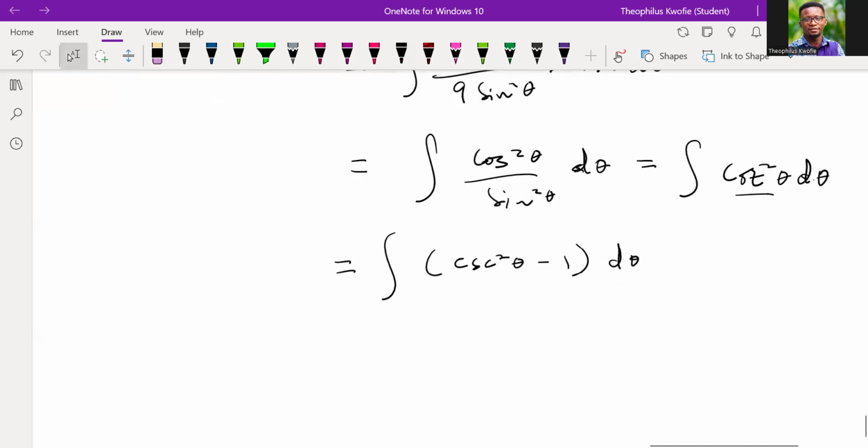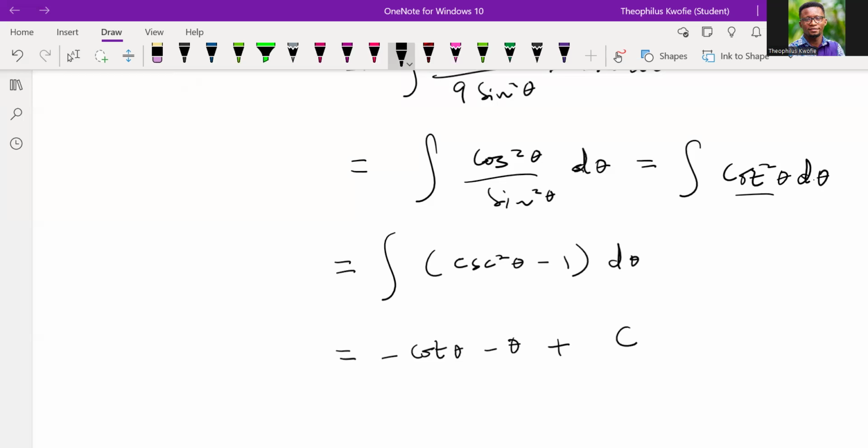Good. Now, by the property of linearity of integration, we can distribute, right? But when you distribute, what's the integral of cosec squared? The integral of cosec squared is always minus cot theta, okay? And then the integral of 1 will be theta, okay? Then we add a constant. And as I said, this constant is just an arbitrary constant, okay? It's important that we do that.